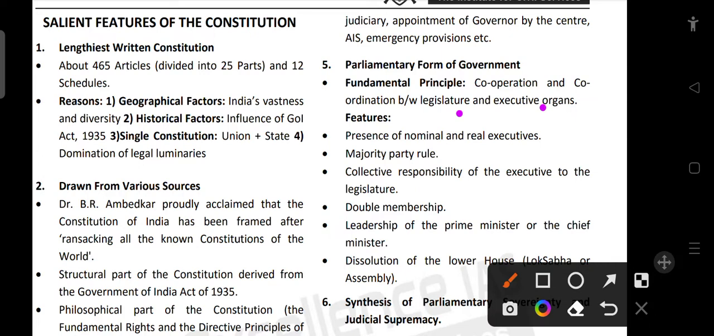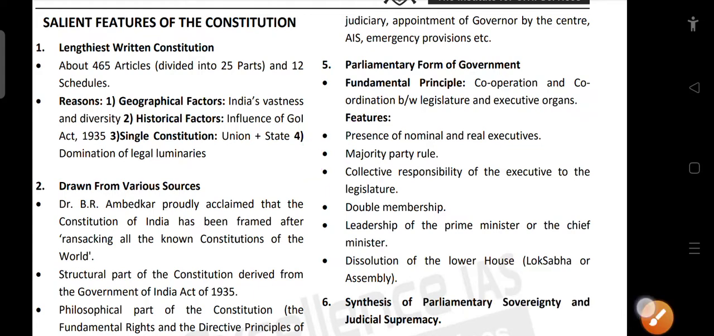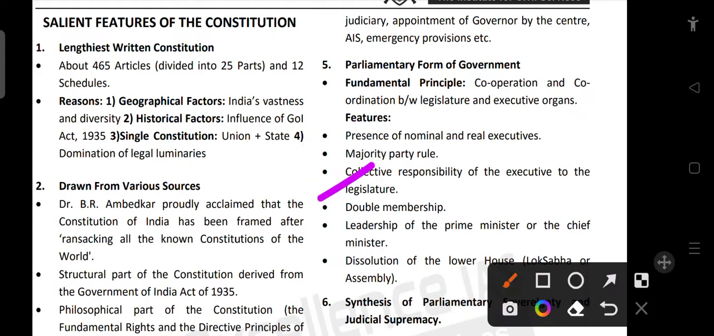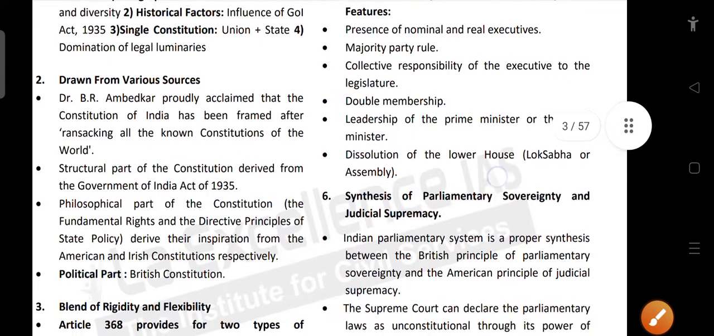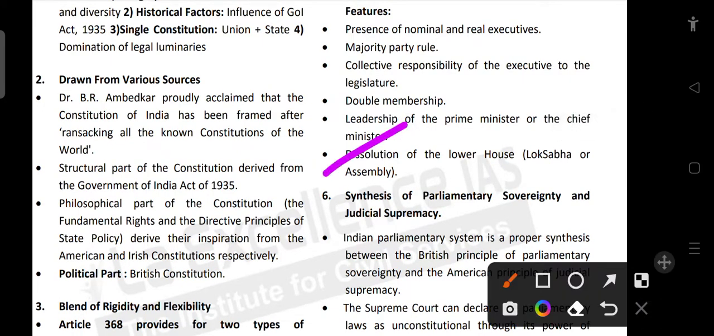What are the features of parliamentary form of government? Presence of nominal and real executive, majority party rule, and collective responsibility of the executive to the legislature. Also double membership, leadership of the prime minister or the chief minister, and dissolution of the lower house, that is Lok Sabha or assembly. All these are the features of the parliamentary system we have adopted.